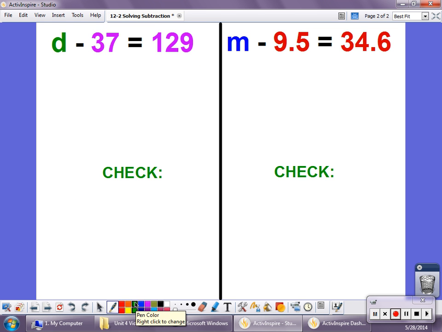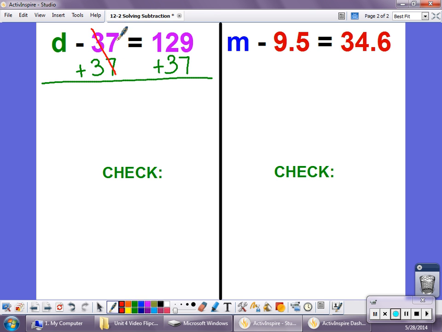Okay, in this problem we have d minus 37 equals 129. Again, the idea is to get d all by itself. So if this says minus 37, the way we're going to get rid of that is we're going to use its inverse. So we've got positive 37, negative 37. Those two eventually are going to cancel out. But first, we need to remember to keep this equation balanced. So since I added 37 here, I need to add 37 there.